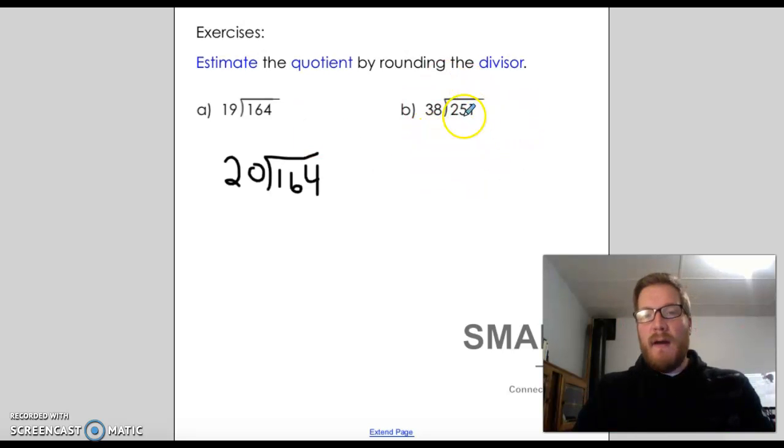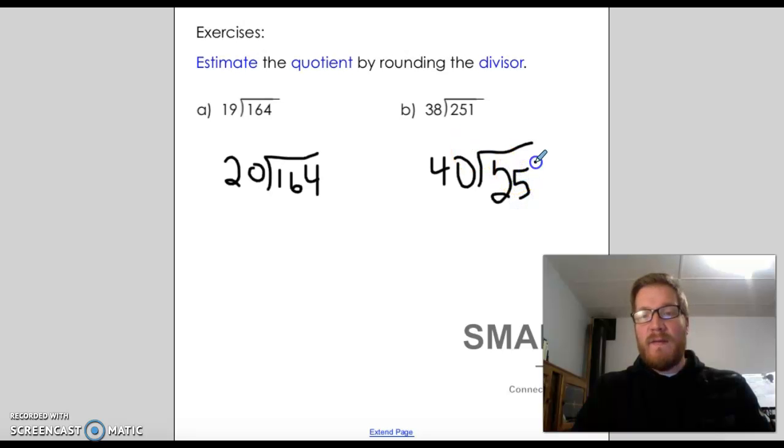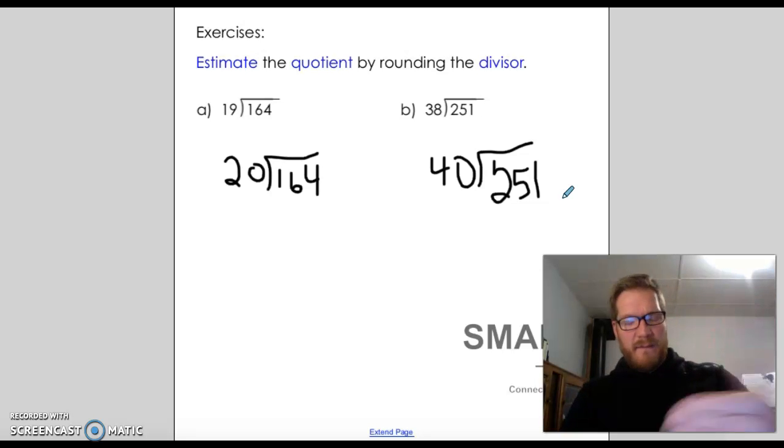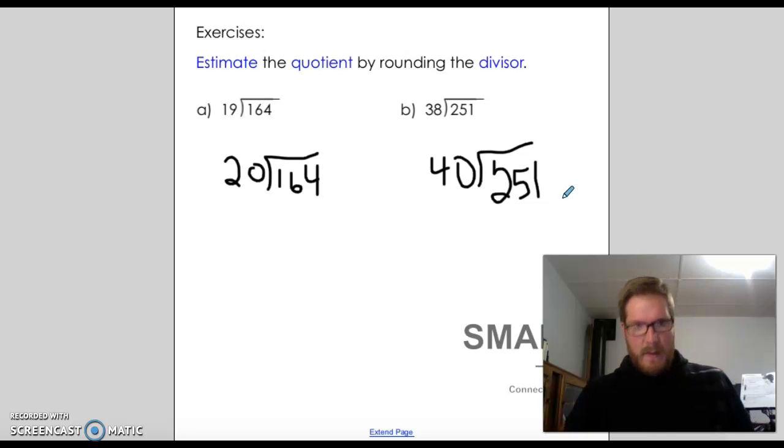This question over here, I know that 38 is pretty close to 40. So I can do a rounding, and the question that I would be solving is 40 into 251. And then my next step could say, well, I know that 4 goes into 25 6 times, so 40 is going to fit into 251 6 times. And that's a really good strategy to use to help you figure out what that first number is.